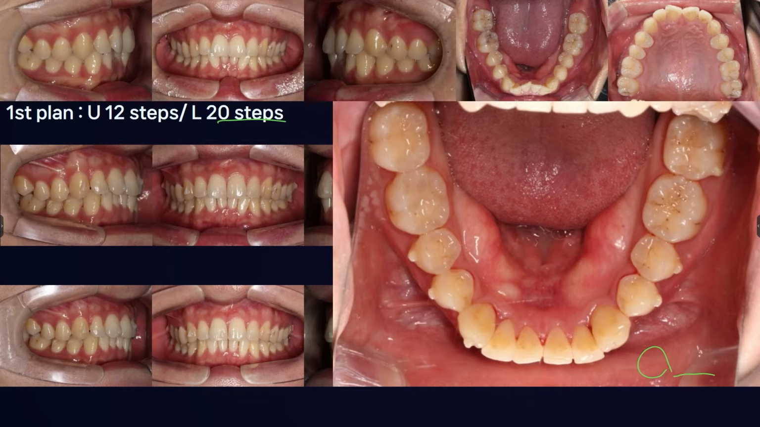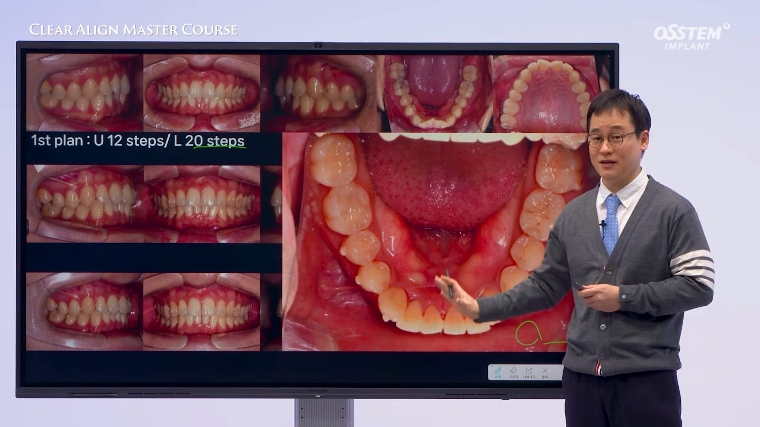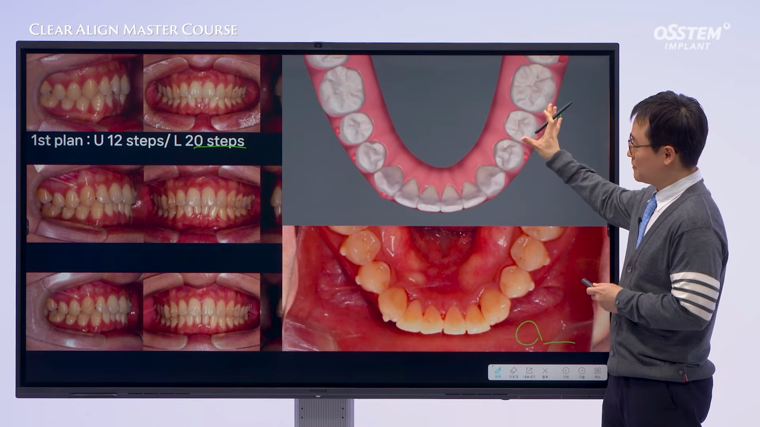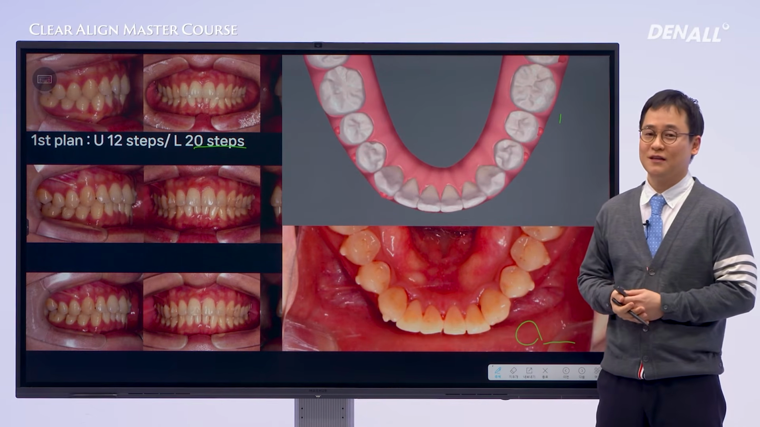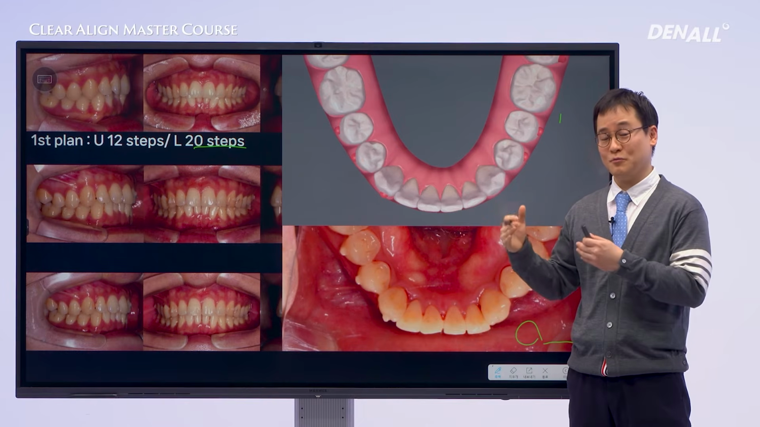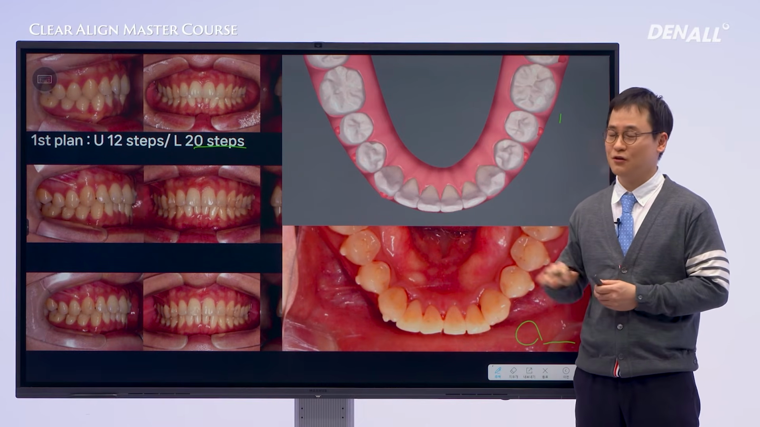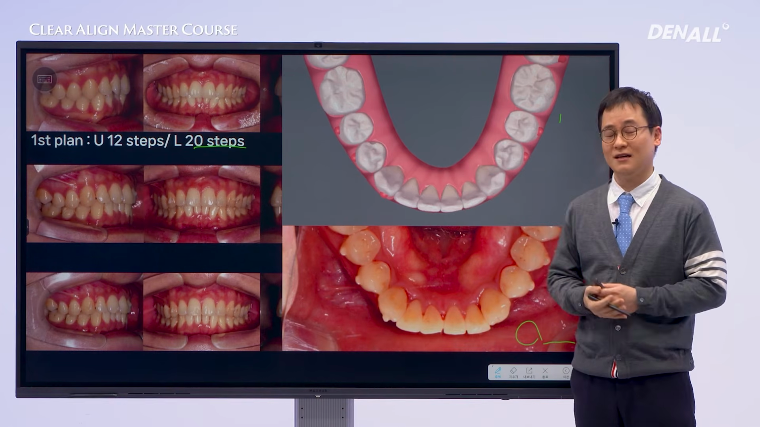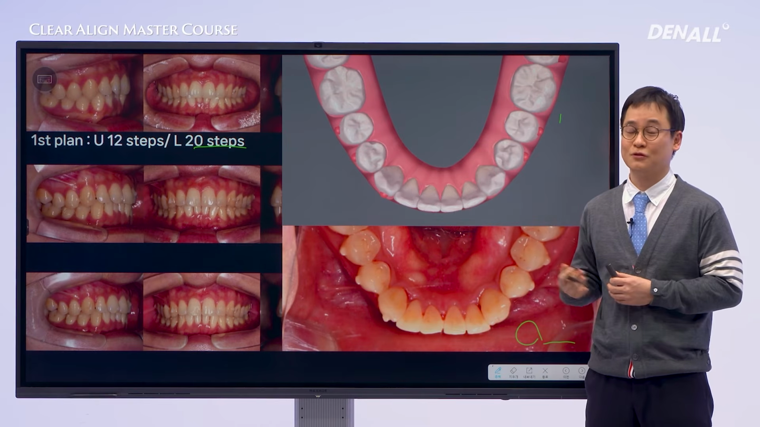So, of course, we need to analyze the reasons behind this. When we do the next scan, we can provide appropriate solutions to address the issue. Despite good patient cooperation, the planned movements were not fully achieved. So, this may reflect an inherent limitation of clear aligner treatment. It could be seen as either a disadvantage or an advantage. That's why we'll take time to explore these key points through both our online and offline master courses.